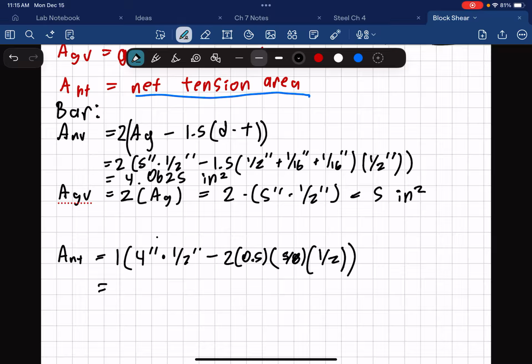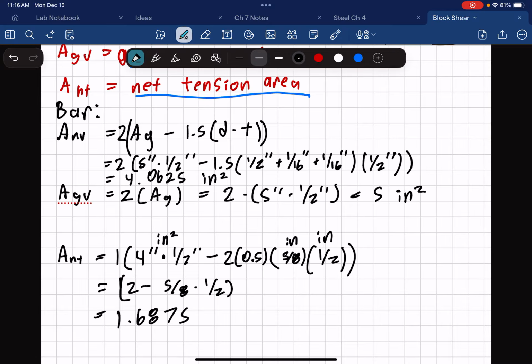And if you just want to do a unit check for sanity, it's going to be inches squared, unitless, unitless. Then we have inches, and this is inches as well. So you're all good. This is going to be inches squared. So we have 1 times 2 minus 1 times 5/8 times 1/2. Just simplifying this so you can put it in your calculator: 2 minus 5/8 times a 1/2 inch. You get 1.6875.